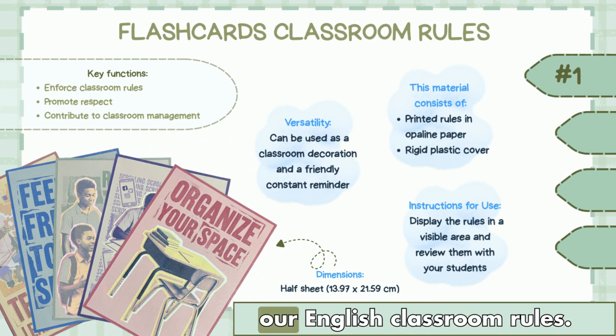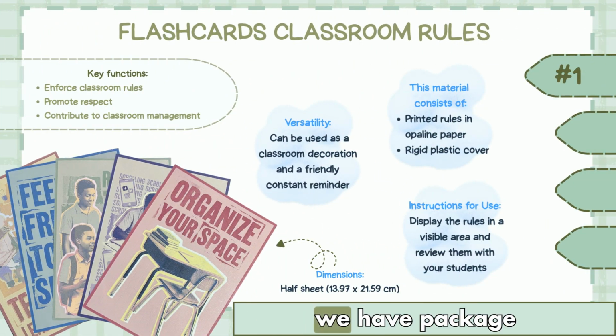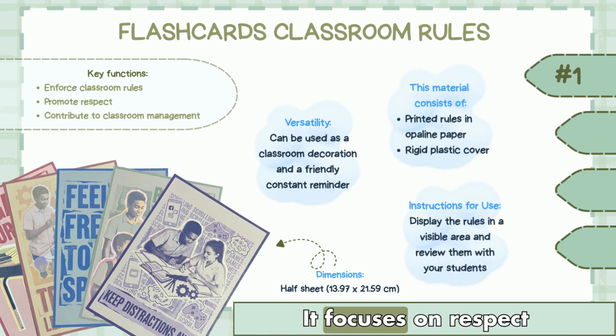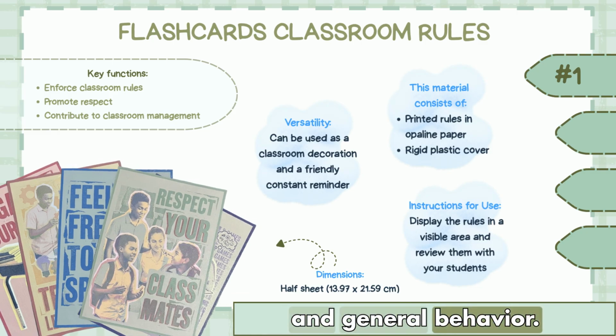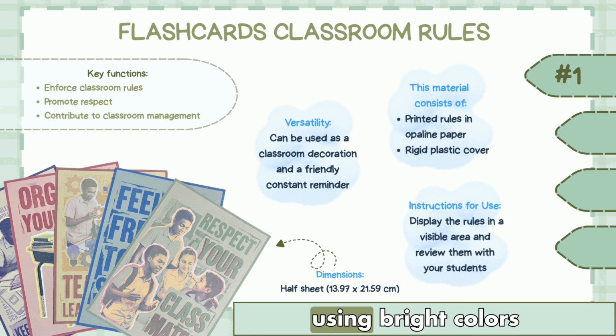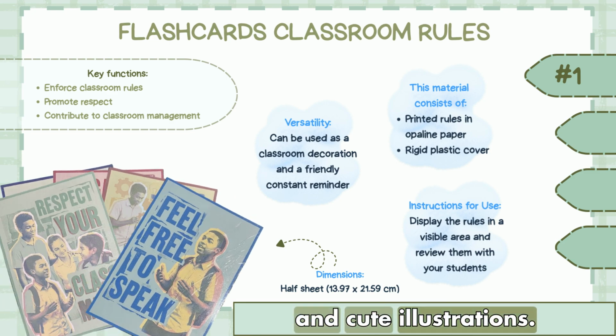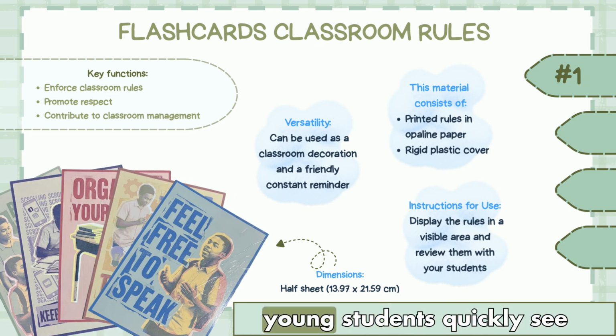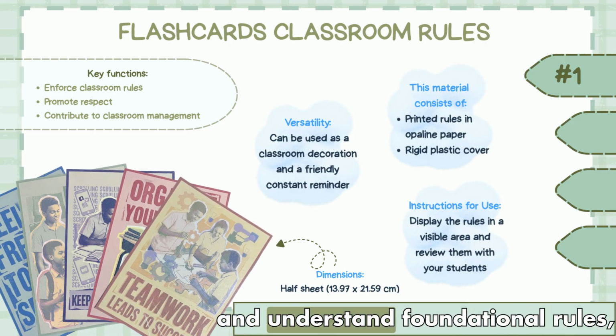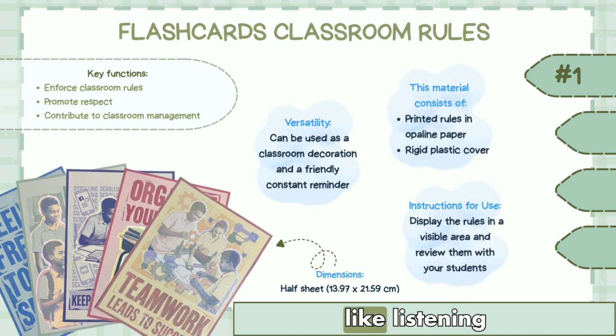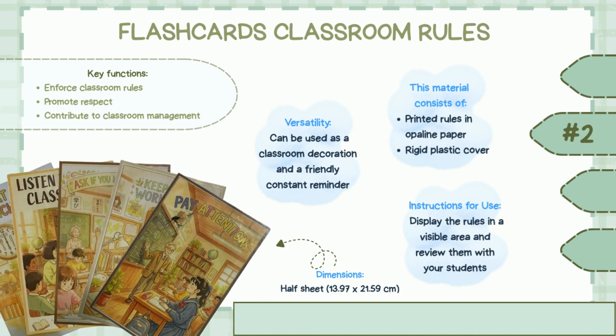Let's review some of our English classroom rules. First, we have package number 1. It focuses on respect and general behavior. The style is very clean, using bright colors and cute illustrations. This design helps young students quickly see and understand foundational rules, like listening and respecting each other.